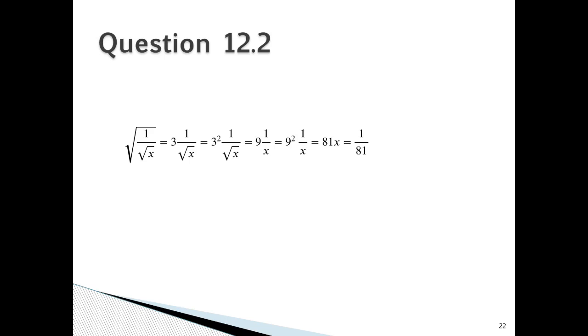The square root of 1 over the square root of x is equal to 3, with 1 over the square root of x equal to 3 squared. 1 over the square root of x is equal to 9. 1 over x is equal to 9 squared. 1 over x is equal to 81, so x is equal to 1 over 81.